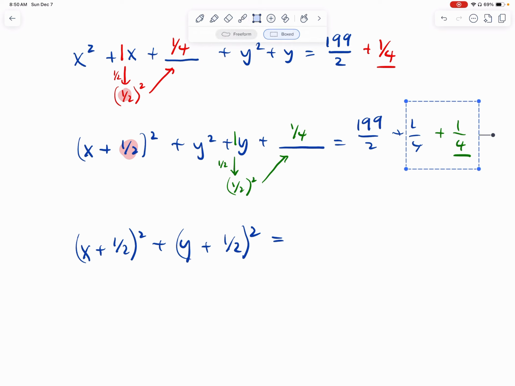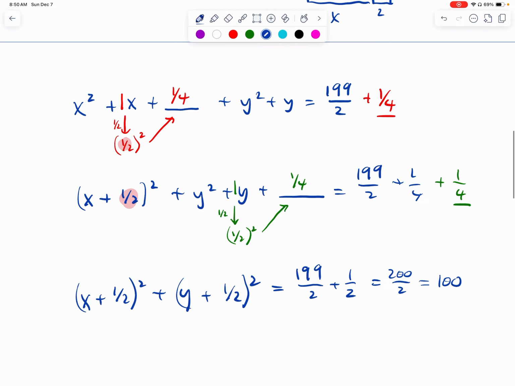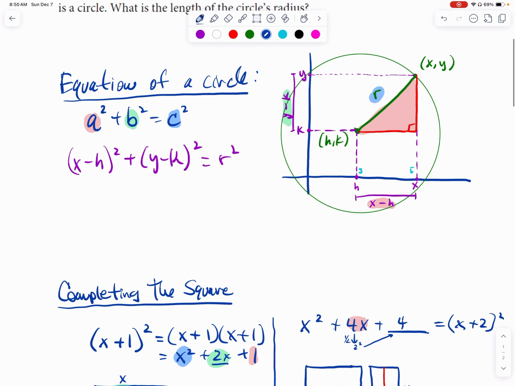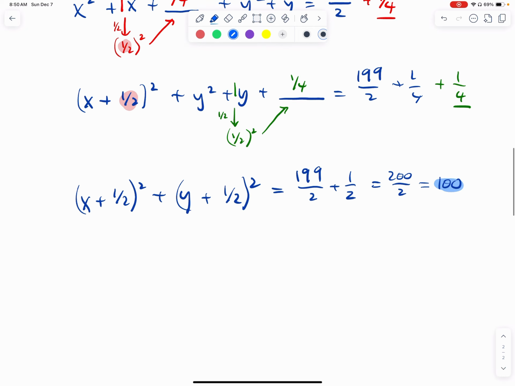I'm going to combine these two fractions. 1/4 plus 1/4 is equal to a half. 199 over 2 plus a half. Hey, since these have a common denominator, we can add the tops together, and that's going to make 200 over 2, which is 100. And we're almost done, finally. Because remember, that last number over there is the r squared. R squared is equal to 100, so r is equal to 10. Yay, we got it by hand. It only took us 45 minutes.